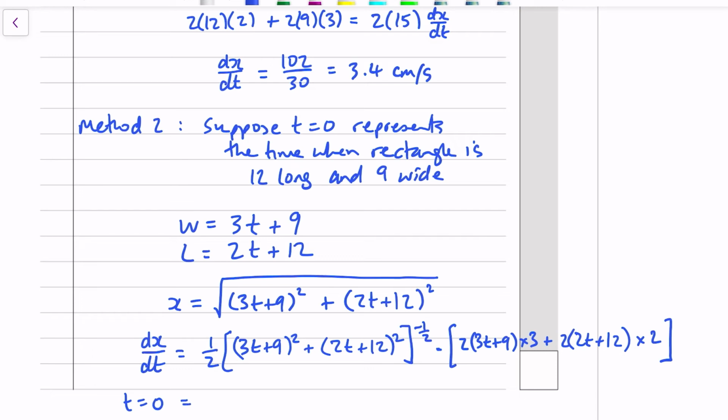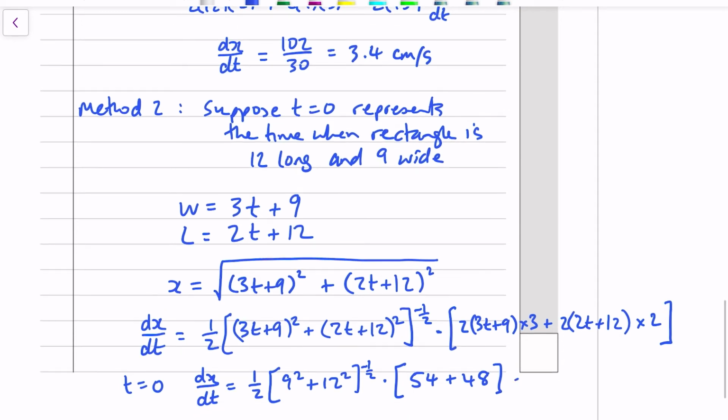So I get dx/dt is a half, 9 squared plus 12 squared to the power of negative 1/2, times 54 plus 48. So that equals 102 all over 2 lots of the square root of 225, and I get the same thing as before, 3.4.